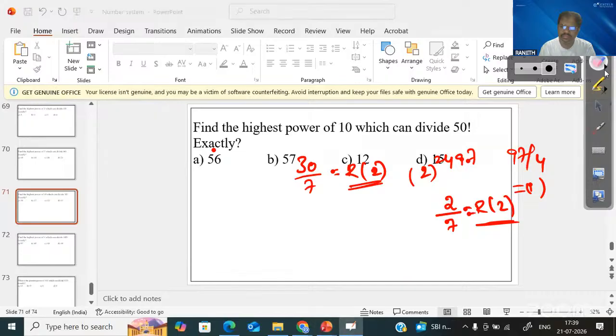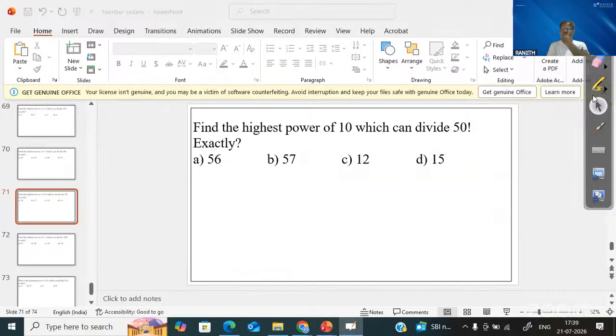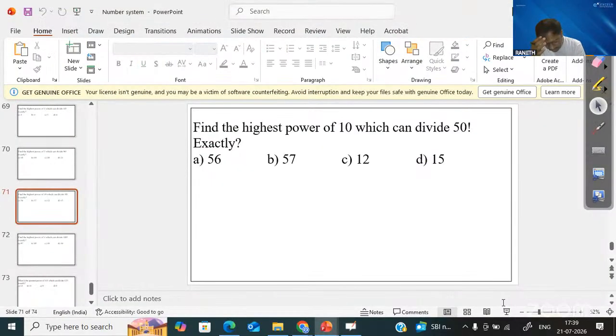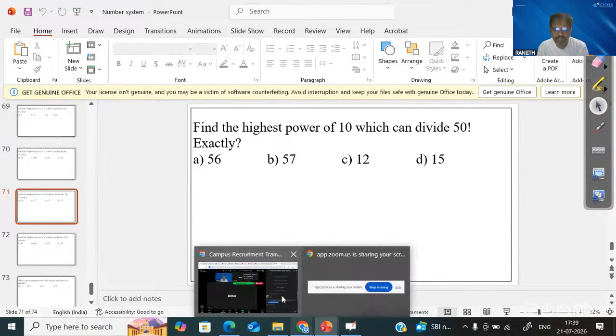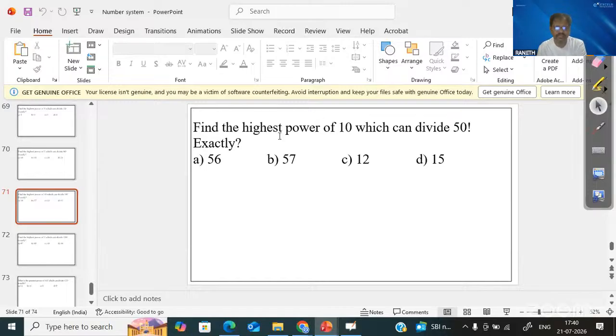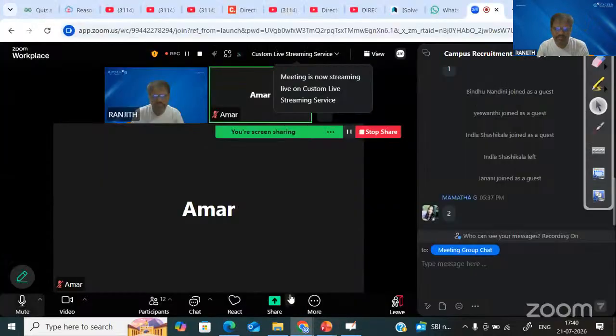What is the answer? What is the highest power of 10 which can divide 550 factorial exactly? So what is the answer here?